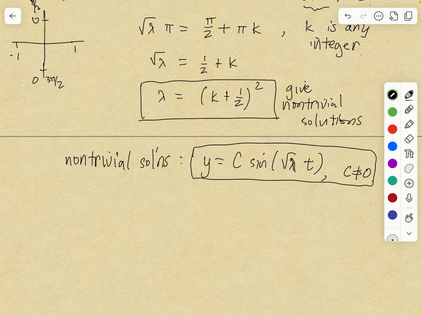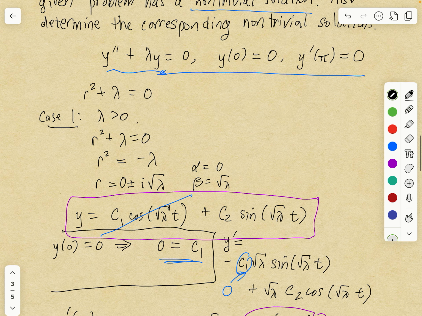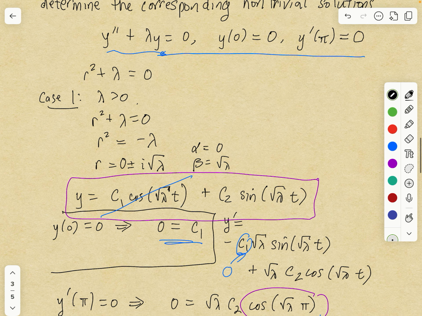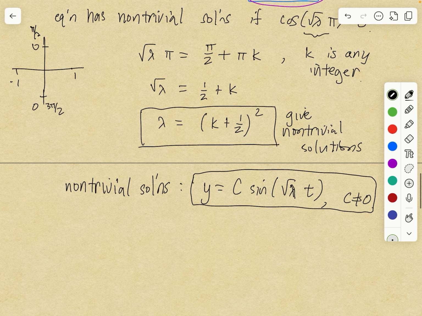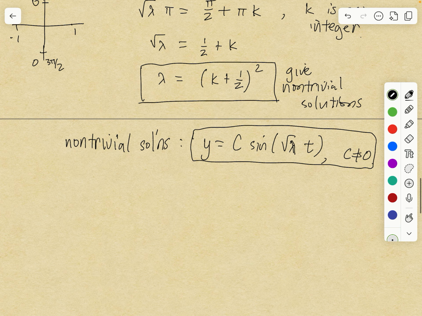Okay, that's case 1. So we're not actually done with the problem, because we only did case 1, which is we considered what happens when lambda is positive. We found that there are certain lambdas that give you non-trivial solutions. So now we have to do case 2. Well, case 2 is when lambda is 0.